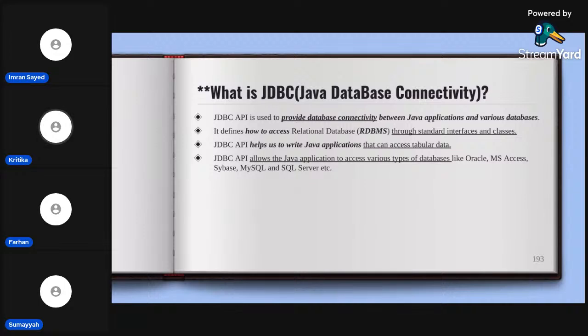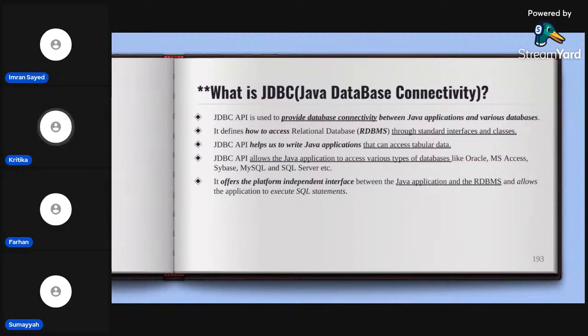JDBC API allows Java applications to access various types of databases like Oracle, MS Access, Sybase, MySQL, SQL Server, etc. It offers the platform independent interface between Java applications and RDBMS and allows the application to execute SQL statements. So first point is it provides database connectivity between Java and various databases.